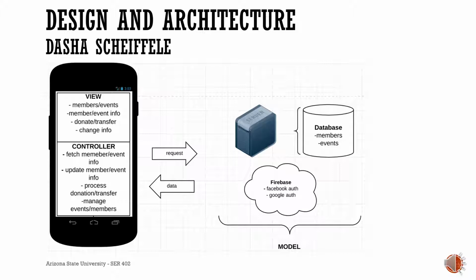The project architecture follows the MVC pattern pretty closely. The model is represented by the server-side database, which stores information about members and events, along with Firebase Cloud Authentication Management for Facebook and Google accounts. The client-side mobile app represents the view component via multiple user-friendly interface screens. The controller component is also represented by the client-side mobile app with various classes that perform request processing in the background.